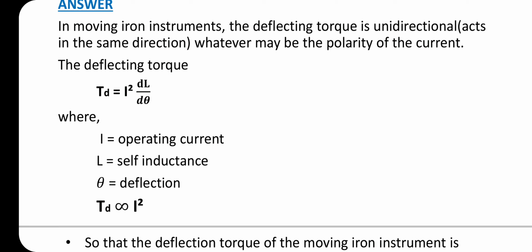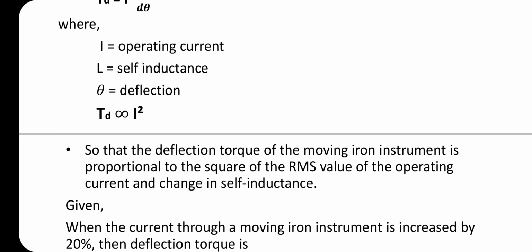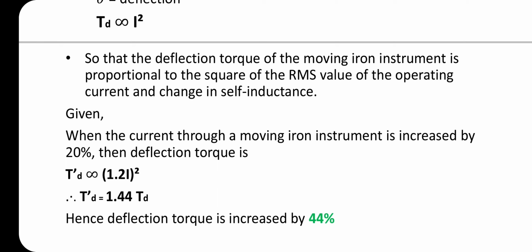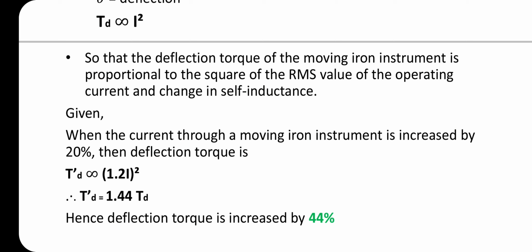From this equation, we can consider T_D directly proportional to I square, so the deflecting torque of the moving iron instrument is proportional to the square of the RMS value of the operating current and the change in self-inductance. Given that the current through a moving iron instrument is increased by 20%, the deflecting torque T_D dash is directly proportional to 120 by 100, that is 1.2 I whole square. That is T_D dash equal to 1.44 T_D. Hence the deflecting torque is increased by 44%.